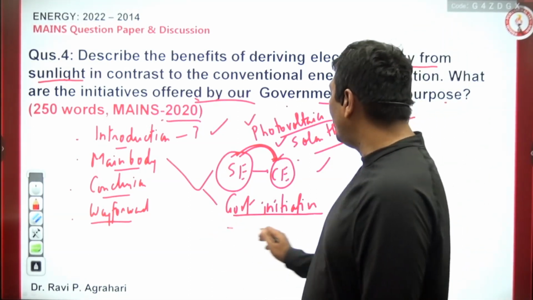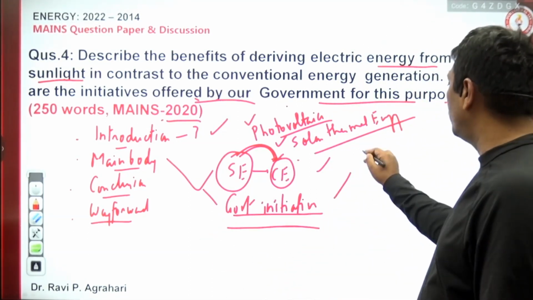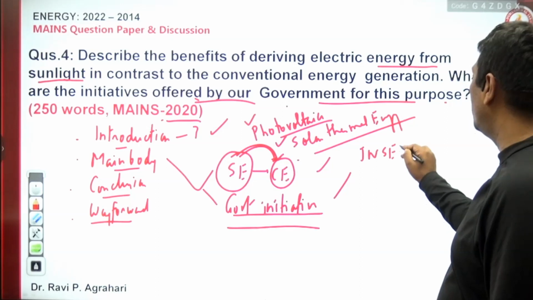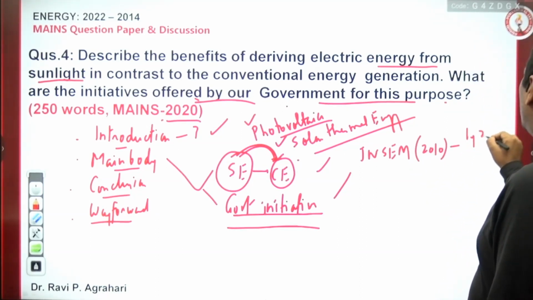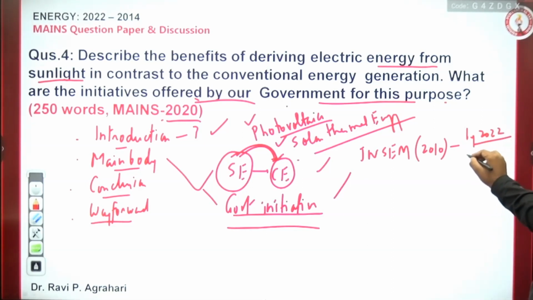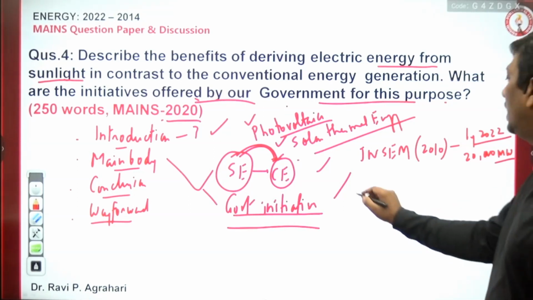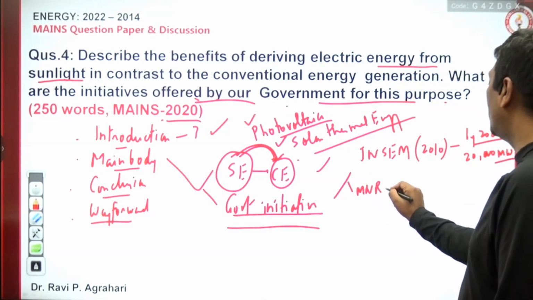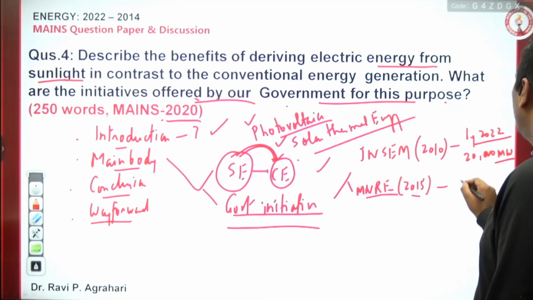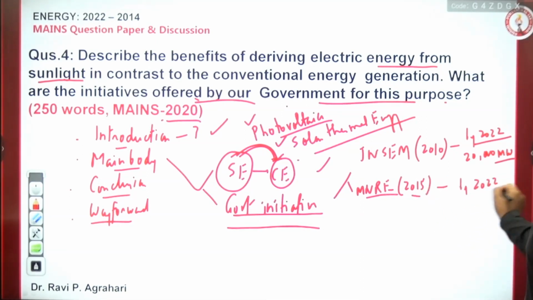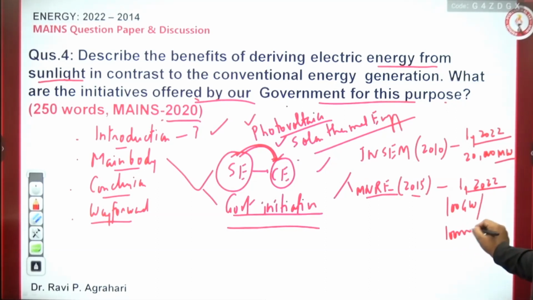Government initiatives start from the Jawaharlal Nehru Solar Energy Mission. It was launched in 2010. The target was 20,000 megawatt power generation by solar energy by 2022. Later on, MNRE revised the target in 2015 to 100 gigawatt by 2022, that is 1 lakh megawatt power generation by solar energy.